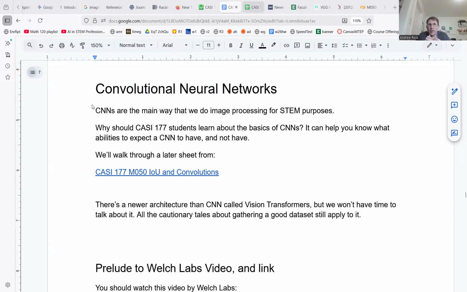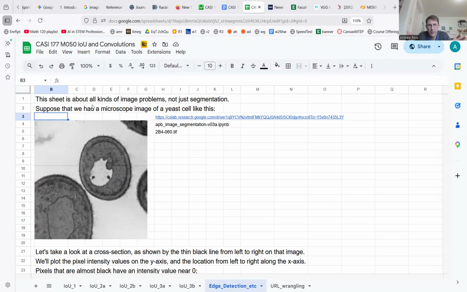Here we're going to talk about all kinds of image problems, not just segmentation. Suppose we have a microscope image of a yeast cell like this. This is a transmission electron microscope image of a yeast cell, and I've taken a cross section. I'm going to do a cross section here, and just look at the pixel intensity values along that line from left to right.